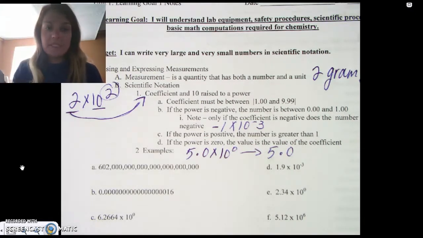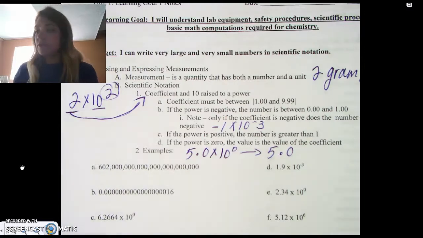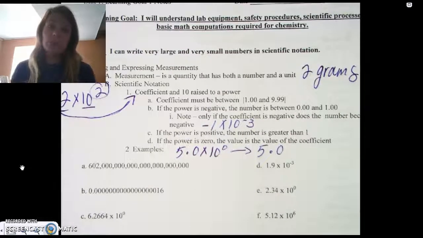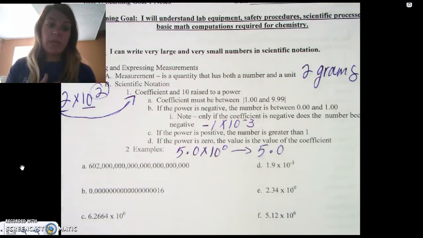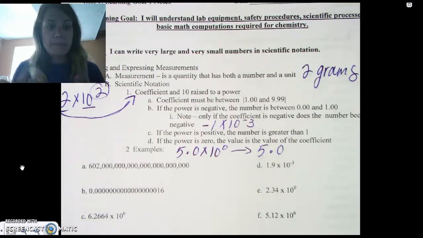Now, measurement is really simple. It's just a quantity that has a unit. So, for instance, if I wrote something like 2 grams, 2 would be my number, grams would be my measurement, or my unit, and therefore this number would be a measurement, okay?